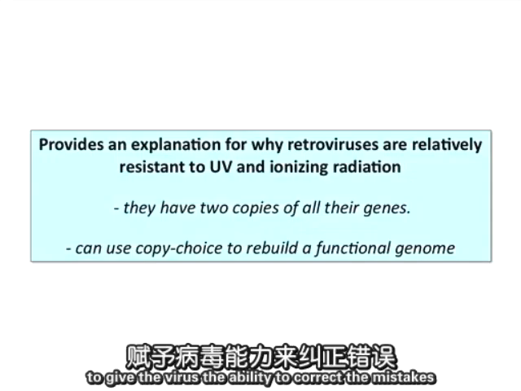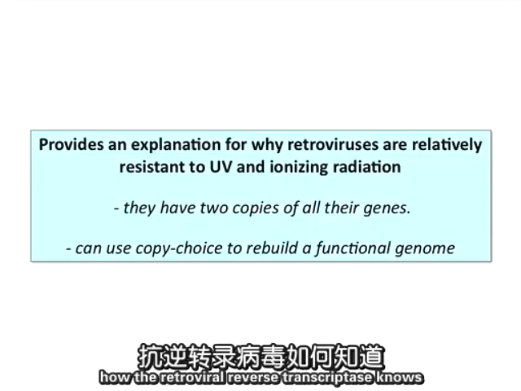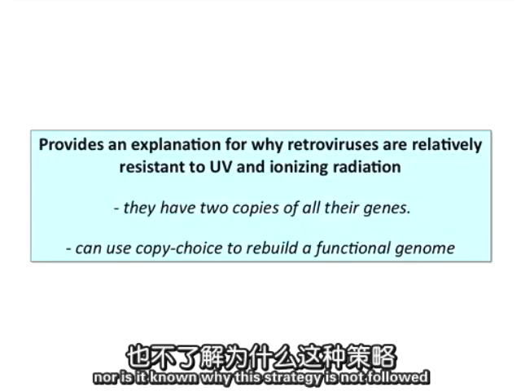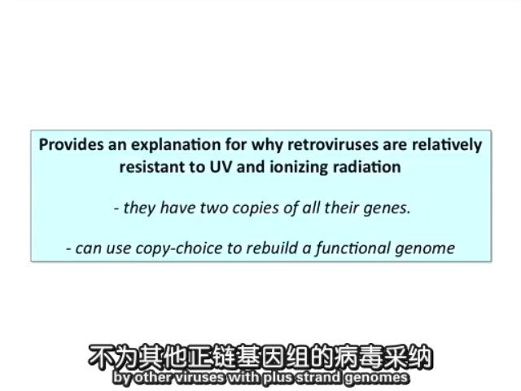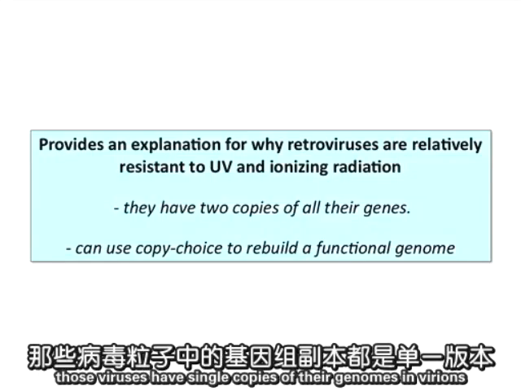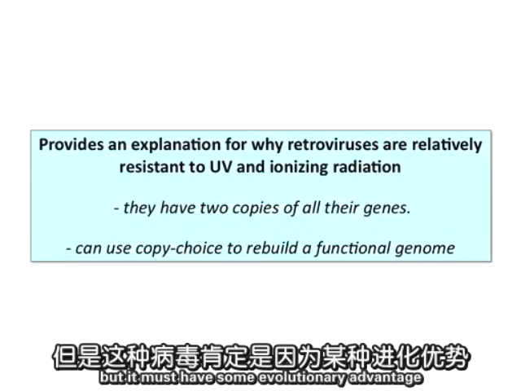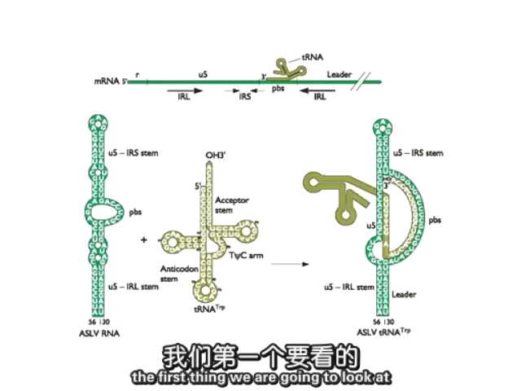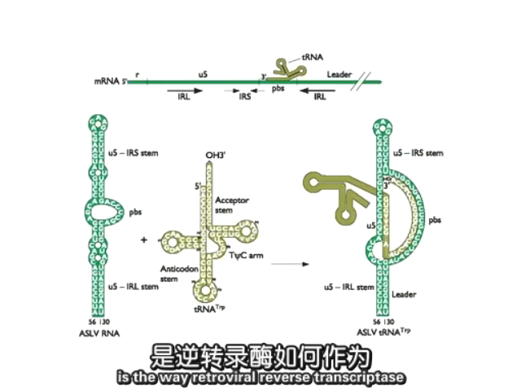That's why it's believed that there are 2 RNAs in the genome, to give the virus the ability to correct mistakes. How the retroviral reverse transcriptase knows when it encounters a mutation or a deletion in the genome isn't known, nor is it known why this strategy isn't followed by other viruses with plus-strand genomes. Those viruses have single copies of their genomes in virions, but it must have some evolutionary advantage for this virus to use this strategy.